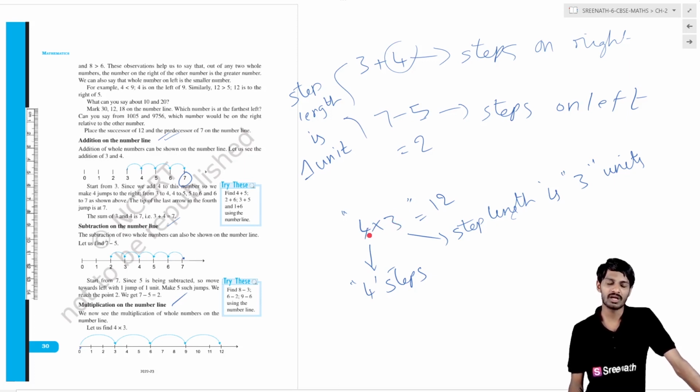And you have to start from 0. But in these cases, you have to start from where the first number is. Suppose it is 3, then you have to start from 3. Suppose it is 7, you have to start from 7. But here you have to start from 0 in the case of multiplication.